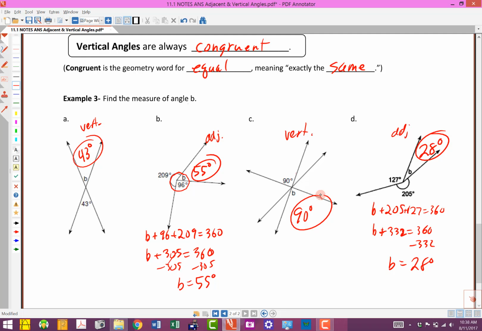Okay, that's the idea. We're basically just getting used to some of the terminology, the vocabulary, and the way we indicate the measure of an angle. The focus here is, do we have vertical angles, and then we know they're congruent, or do we have adjacent angles, next to each other, and then we can figure out, based on the diagram, what that missing angle is. All right, good luck.